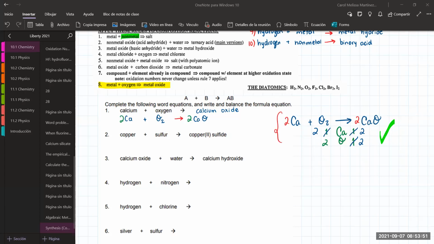This is what I know, that sometimes you can do it mentally because it is so easy, but you have to show me the procedure. I cannot guess what you are thinking. I cannot guess what you were thinking when you thought that you were balancing. So this is what I check. I check procedure, and I also check the coefficients.